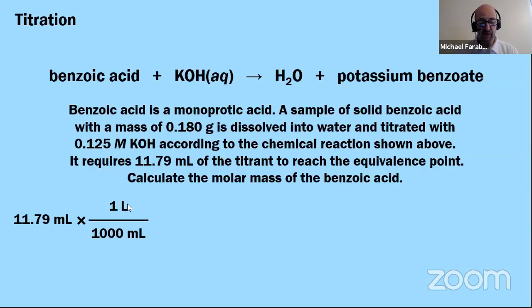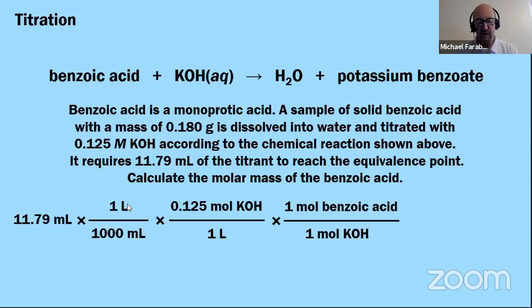Well, now we have to convert from milliliters to liters, from liters to moles. There is a 1-to-1 mole ratio, but this time we're not going to do concentration. We're going to do molar mass. So molar mass is grams per mole. So I have moles of benzoic acid, which I'm not rounding off just yet because it's not my final answer.